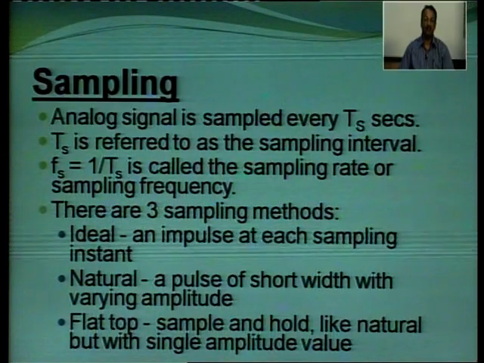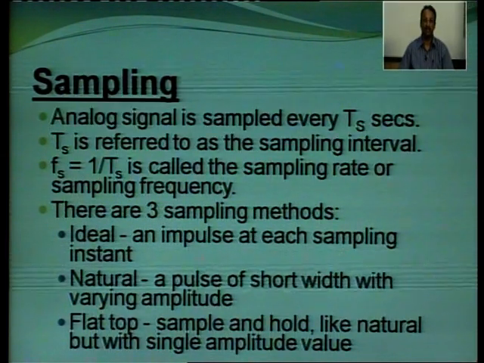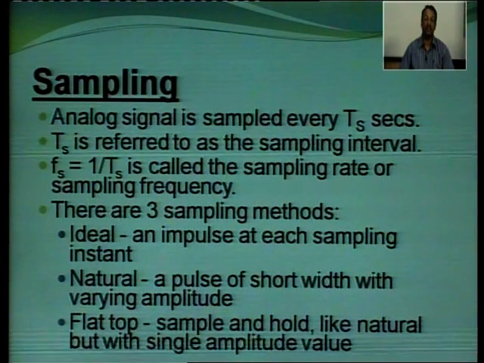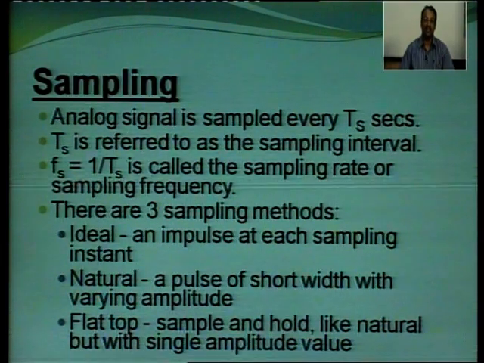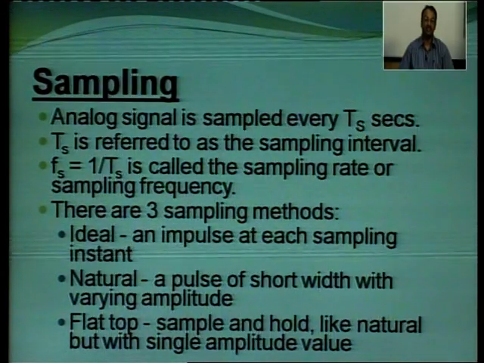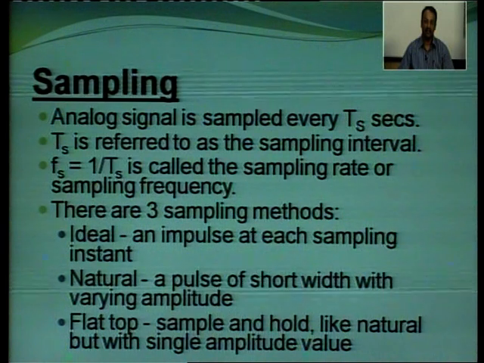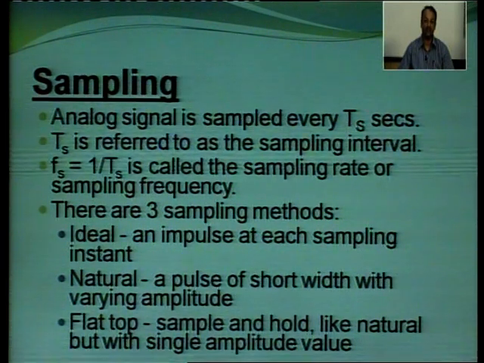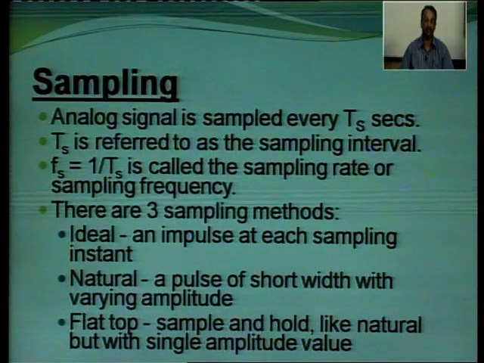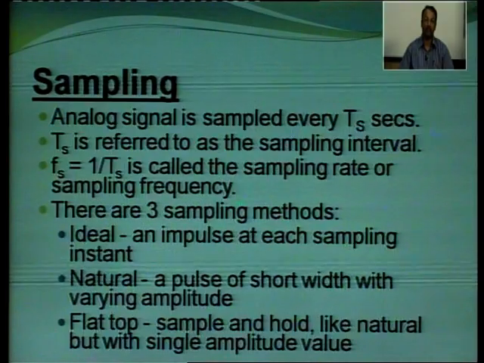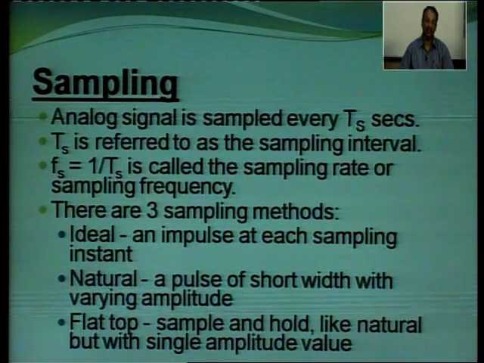There are three methods of sampling, that is ideal sampling, in which there is an impulse at each sampling instant. So in ideal there is impulse. Then comes natural sampling. In natural sampling, there is a pulse of short width with varying amplitude.